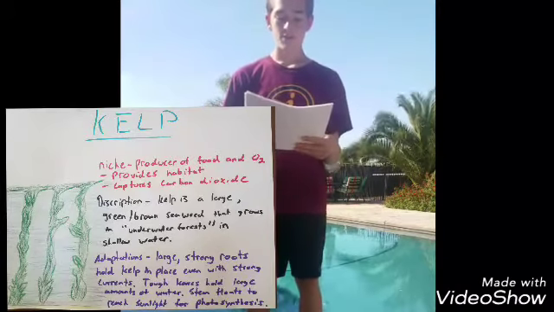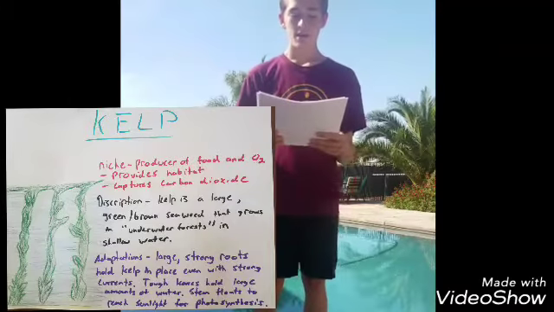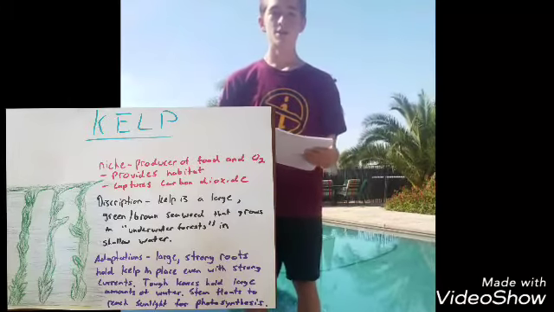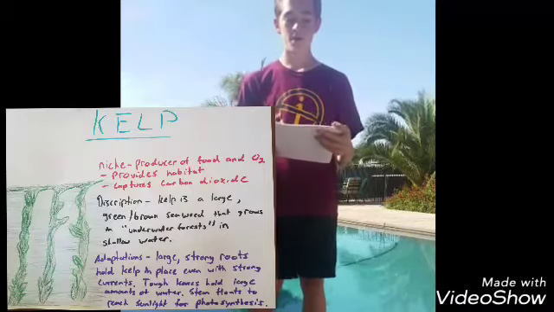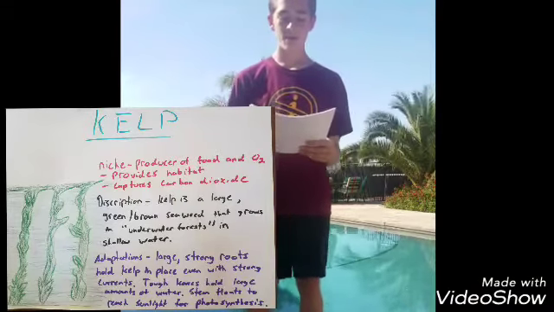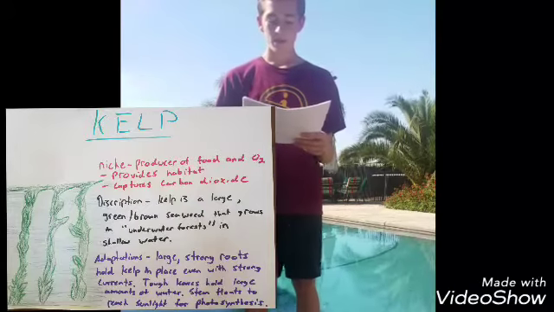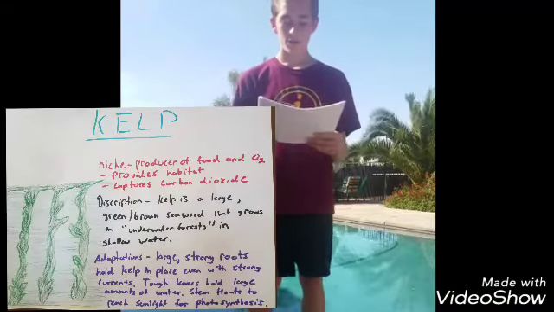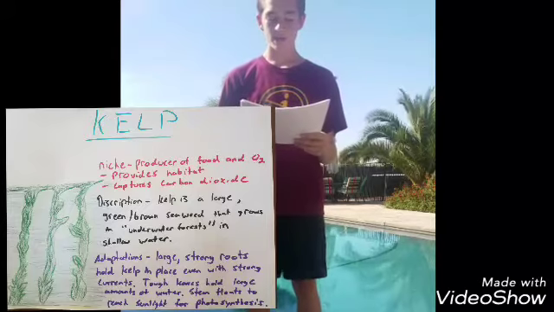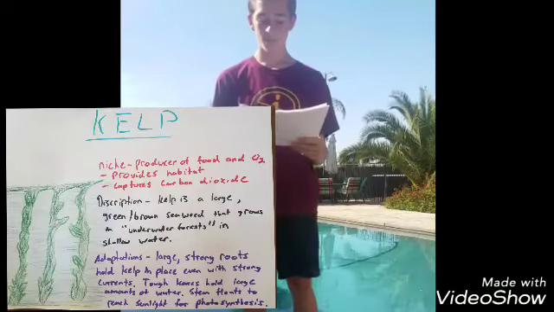Kelp is a large green-brown seaweed that grows in underwater forests in shallow waters. They are common in cold waters such as the Pacific coast, for example, Monterey Bay. Kelp is a producer of food and oxygen. They also provide habitat and capture carbon dioxide. Kelp has adapted by developing large, strong roots that hold it in place even through strong currents. They also have leaves that float at the top of the water to collect sunlight for photosynthesis.